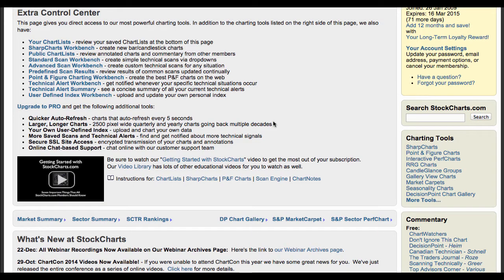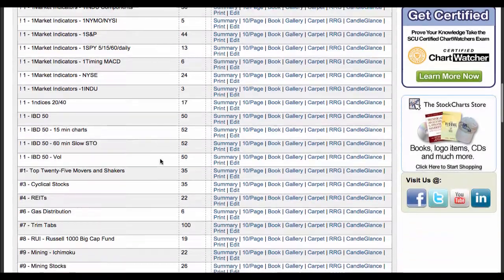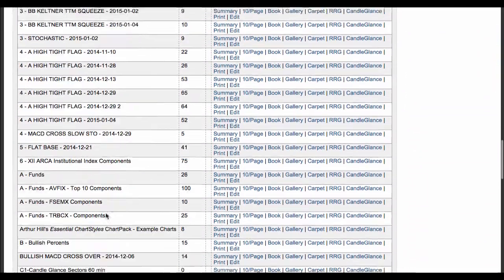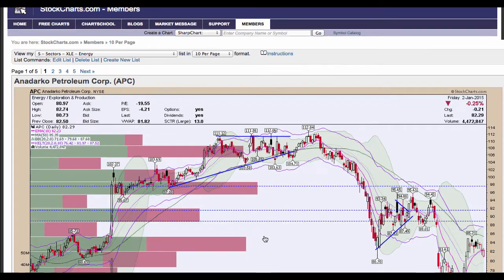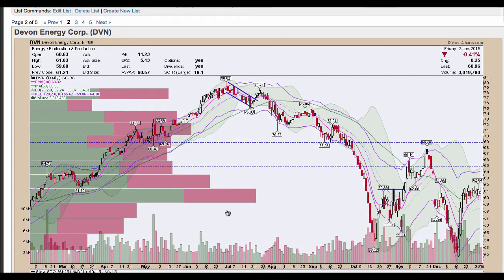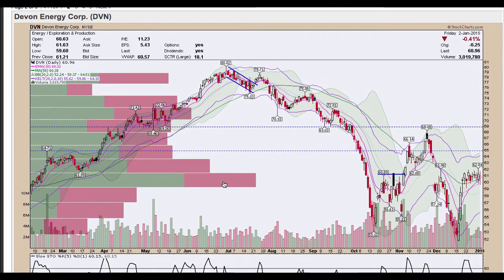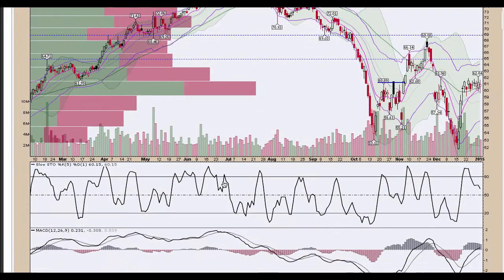So let's take a look at some setups. We can go through our chart lists, and we'll go down to the sector XLE, and we'll look at these stocks. Devon Energy moved off of these lows, flagged out above the 50-period moving average and this volume by price bar. This was probably going to do a little bit better in the exploration and production group.